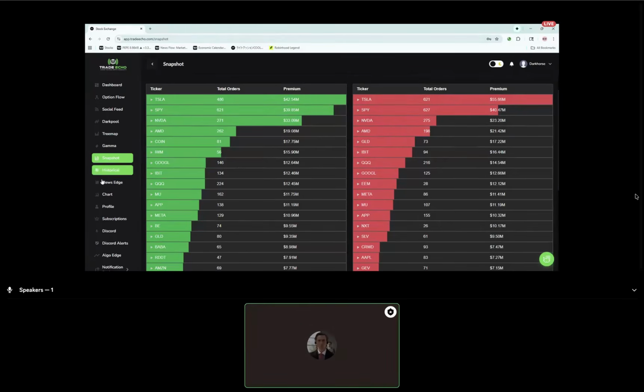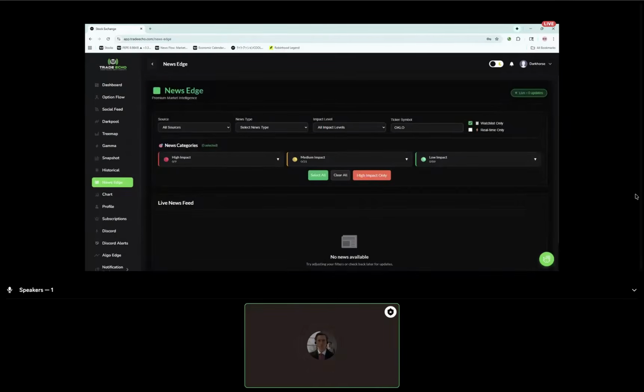This is a great tool, right? It works for me. It helps me out a lot when I can't find a ticker. I usually use this tool. But the next tool we're going to be going over is the News Edge tool.